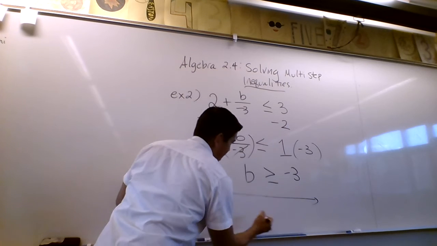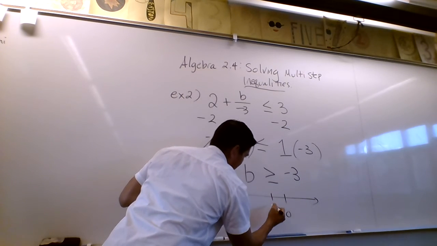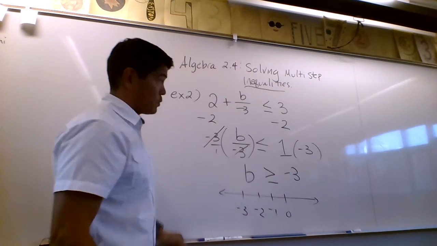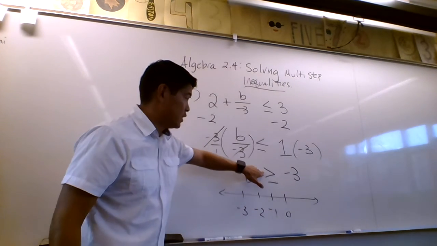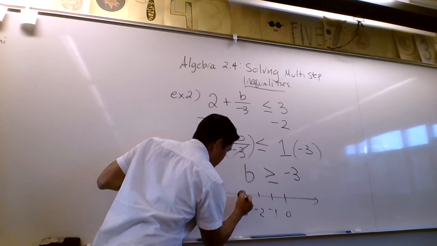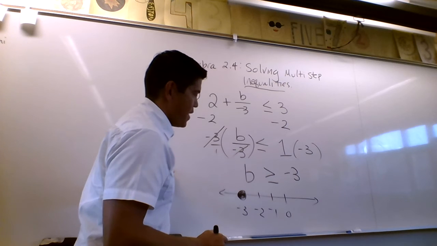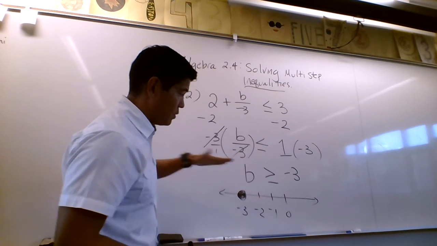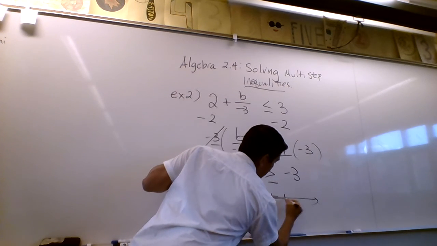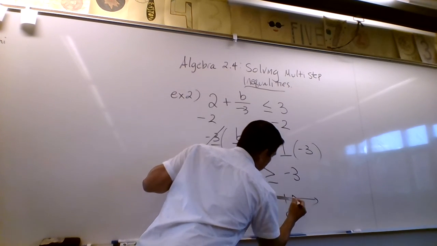Now we can graph that. But again, I specifically had to use the golden rule and reverse the inequality because we did multiply both sides by a negative. Since b is greater than or equal to negative 3, you want to fill in the circle at negative 3, and then everything that's greater than or equal to would be to the right. Since the variable is on the left in my solution, the inequality points to which way your arrow should be.